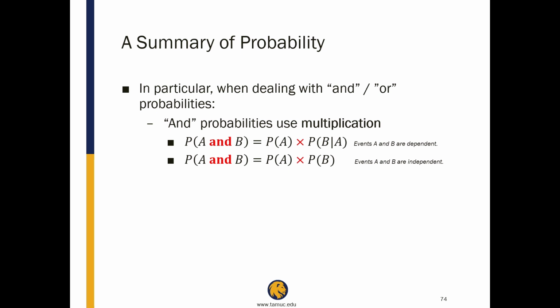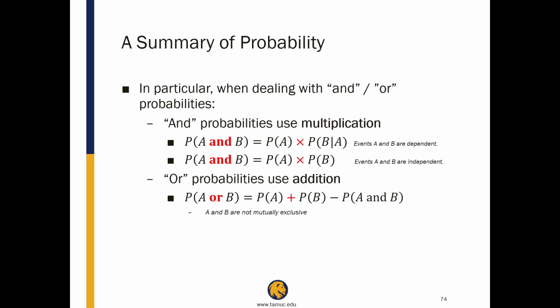If there's the possibility of dependent events, we use the multiplication with the probability of B given A, is what we called it. However, if we know the two events are independent, then we can just straight up multiply the two probabilities together for each event. When we talked about "or" probabilities, we've seen we use addition. So the probability of A or B, when they're not mutually exclusive, we have to include probability of A plus probability of B minus probability of A and B. When they are mutually exclusive, they don't overlap, so we can just add the two probabilities together.